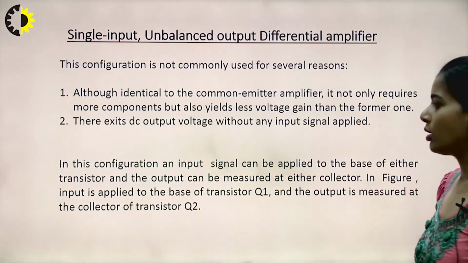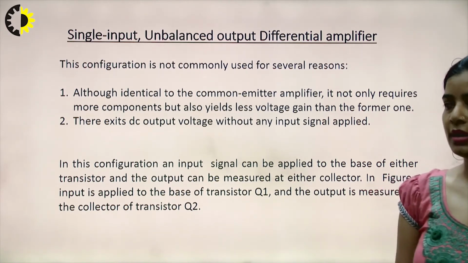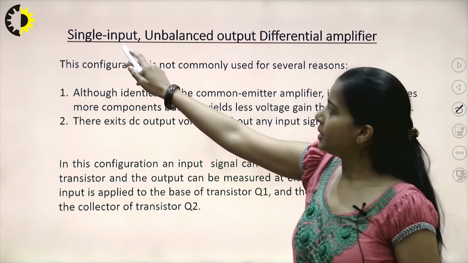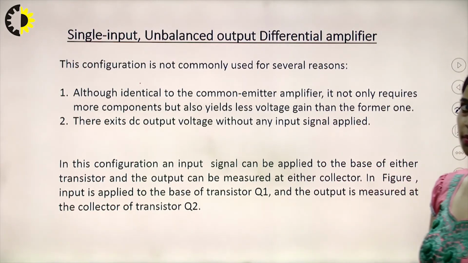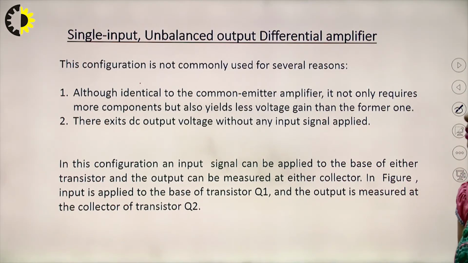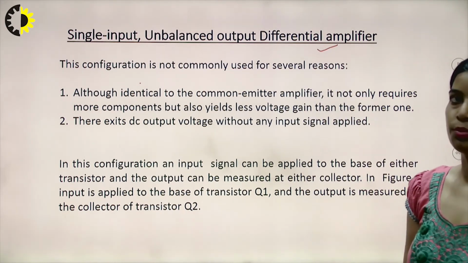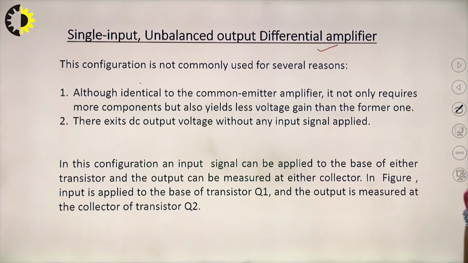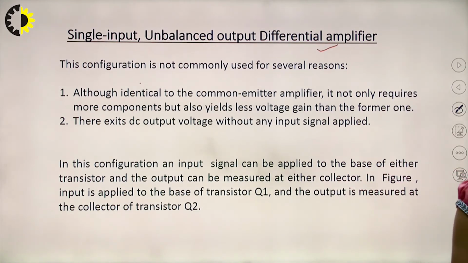Now the last configuration of this differential amplifier is the single input unbalanced output differential amplifier. Single input means only one input will be present, that may be input 1 or input 2. Unbalanced output means we are measuring output between any one of the collectors and ground. This configuration is not commonly used for many reasons.